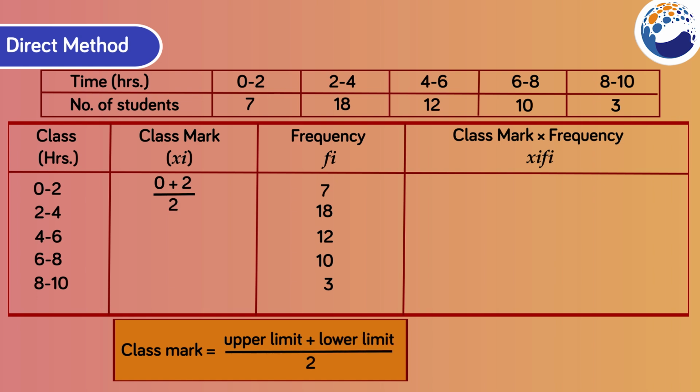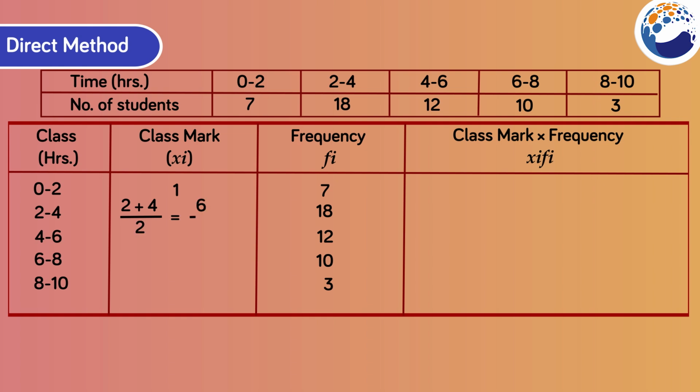2. Therefore, 0 plus 2 upon 2 is equal to 1. 2 plus 4 upon 2 is equal to 6 upon 2, which is equal to 3. 4 plus 6 upon 2 is equal to 10 upon 2, which is equal to 5. 6 plus 8 upon 2 is equal to 14 upon 2, which is equal to 7. 8 plus 10 upon 2 is equal to 18 upon 2, which is equal to 9. Now for the fourth column, we multiply Xi and Fi as 1 into 7 is equal to 7, 3 into 18 is equal to 54, 5 into 12 is equal to 60, 7 into 10 is equal to 70, 9 into 3 is equal to 27.